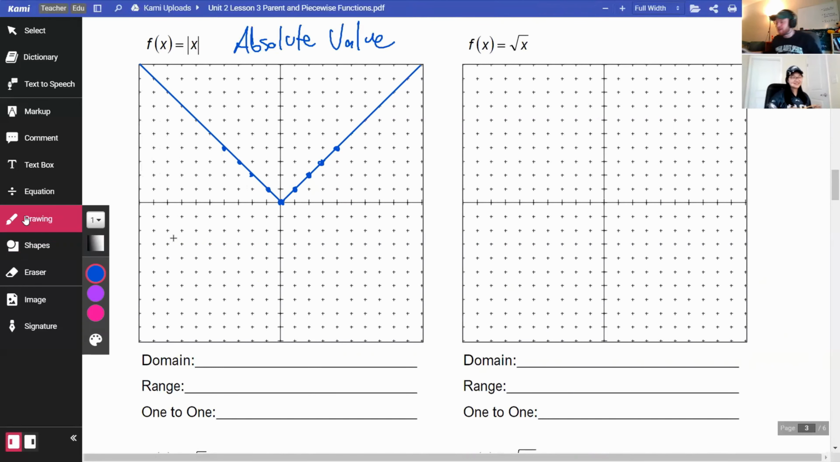All right, go Birds. What's the domain, range, and is this one-to-one? Domain is all real numbers. The range is including 0 to infinity, and it is not one-to-one.